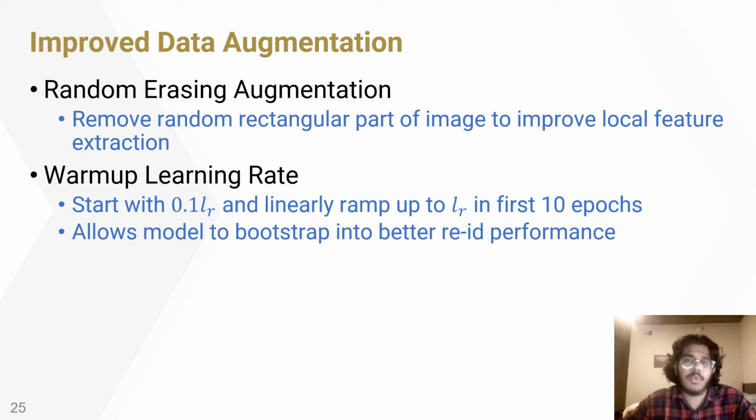We also test with a warm-up learning rate, where we ramp up the learning rate in the first 10 epochs to improve convergence and learning, because that way the model doesn't get to a steady state too quickly.